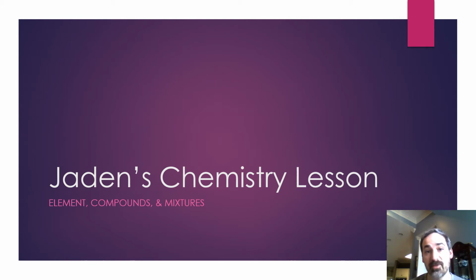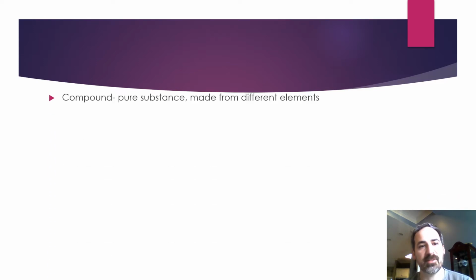All right, so here's your first chemistry lesson: elements, compounds, and mixtures. Even though it only says element, but we know better. Now, the first thing we're going to discuss, since now the animations are working for us, is a compound. A compound is a pure substance. It's made of different elements.